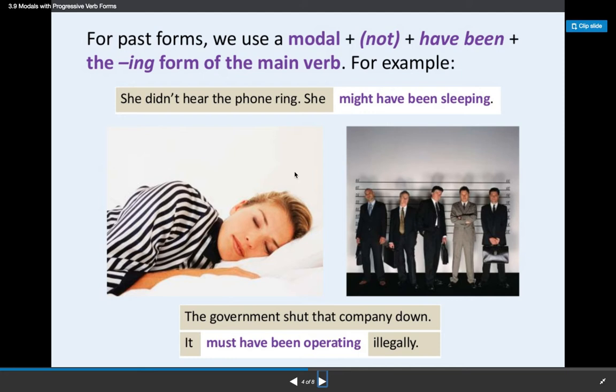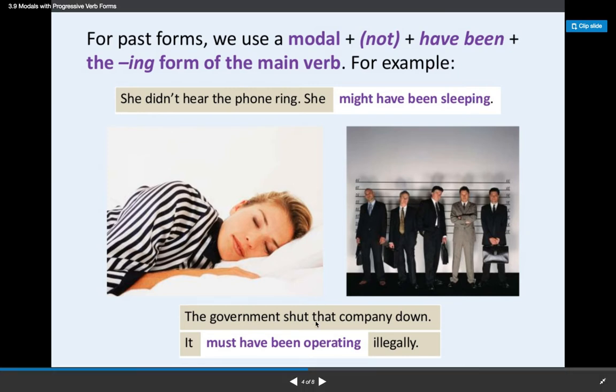And then the past form is the modal or not, and then have been, and then the ing form of the main verb. So she didn't hear the phone ring. She might have been sleeping. Means maybe she was sleeping.